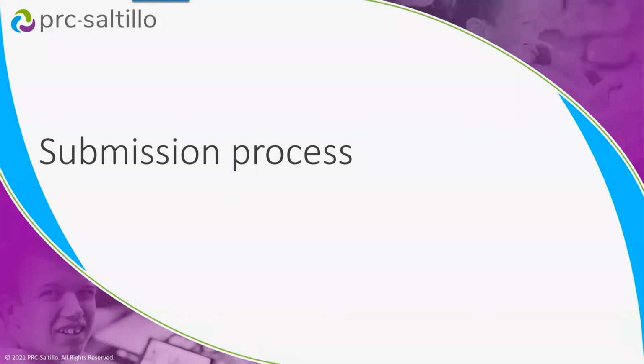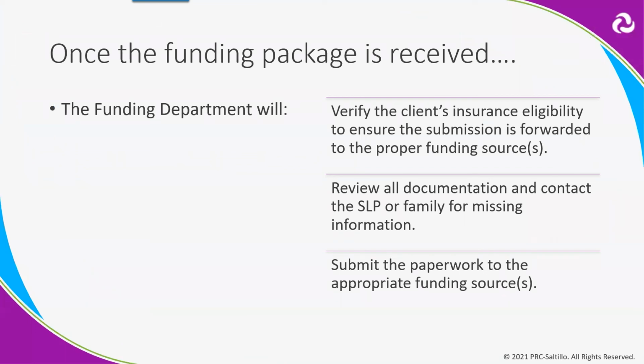And then the next piece is, so what happens after that? You've done everything, you've turned everything in. Once we receive it in our funding department here at PRC Saltillo, this is just what is going to happen. They're going to verify that insurance is still eligible. Sometimes that happens on the back end where it's not valid right now, needs to be called, that sort of thing. Reviewing all the documentation to make sure we've got everything, all the contact information, and they've let you know if there is anything missing and how to get that to them.